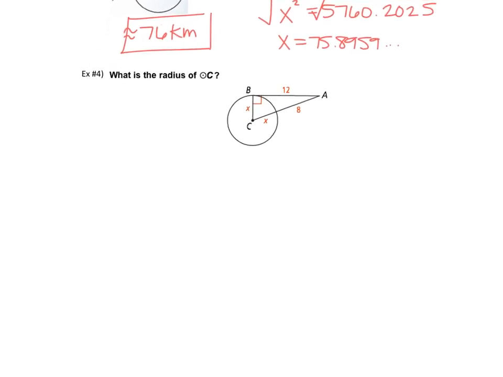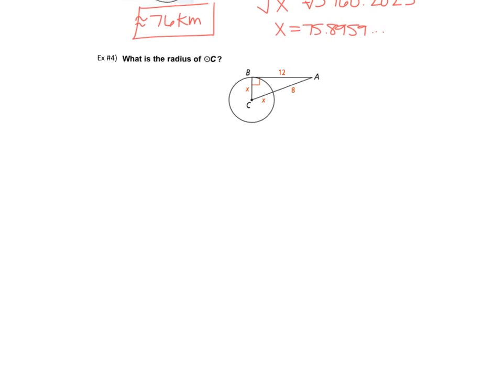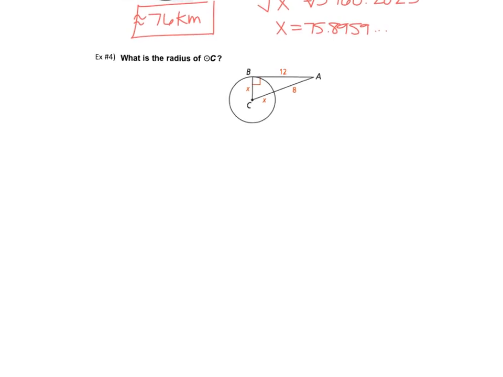Okay, last one. And this one can be a little bit tricky. There's a little extra work involved here. What we're going to do, we're looking for the radius now. The nice thing is a radius is the same wherever you put it. So if it's x here, then it's also x here, okay? And we do have a right triangle. So to solve this one, we're going to plug this into the Pythagorean theorem. So it'll be x squared plus 12 squared equals, and now here's where it's a little tricky. This is x plus 8 squared.